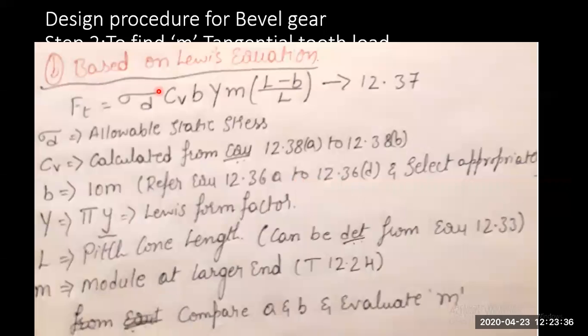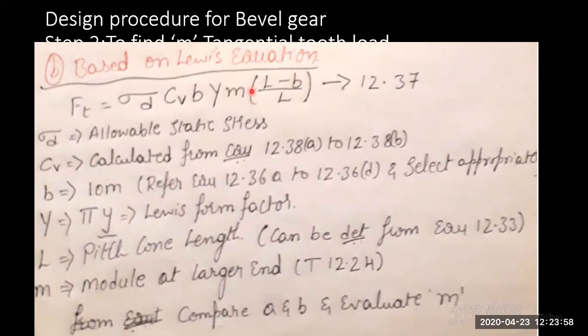And part two, there are two parts similar to the previous. Part A is the generalized equation. Part B is using the Lewis equation. The Lewis equation here is again different. For spur, helical, bevel, and worm, the Lewis equation changes. These are empirical formulas based on experiments, so this formula is also different here.